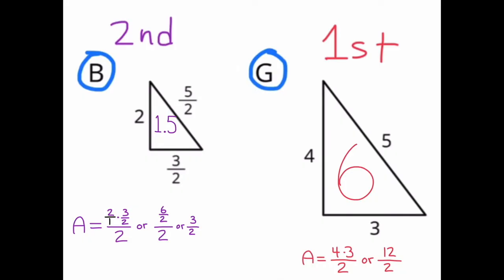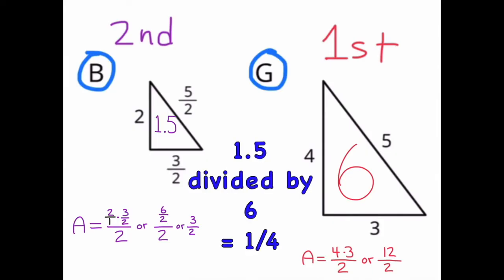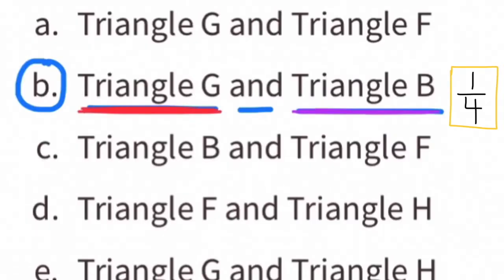So the question is, how many times bigger is the second triangle than the first? Or how many times bigger is triangle B compared to triangle G? Which is interesting because B is actually smaller than G. The area of triangle B divided by the area of triangle G, or 1.5 divided by 6. And 1.5 divided by 6 is 1/4. The area of triangle B is 1/4 the size of the area of triangle G.